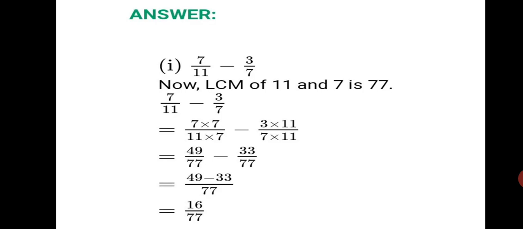Minus 3 upon 7 multiply by 11 in numerator and denominator both is equal to 49 upon 77 minus 33 upon 77. Subtract the numerators now. 49 minus 33 gives you 16 upon 77. That's your final answer. You cannot reduce it further.